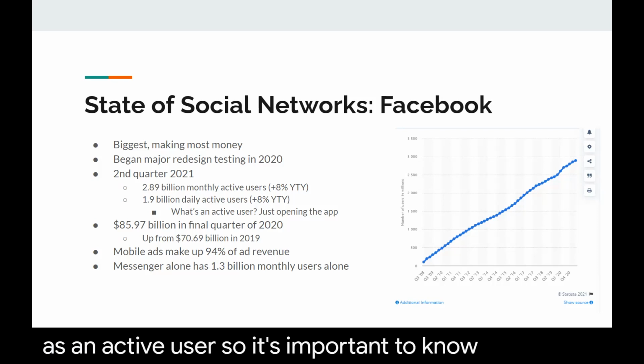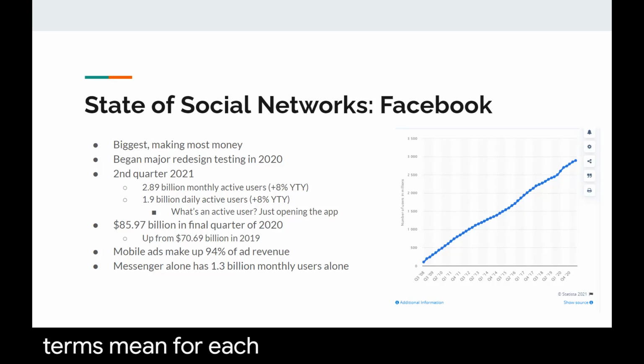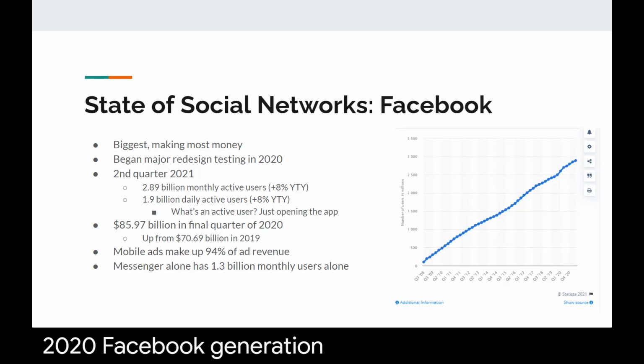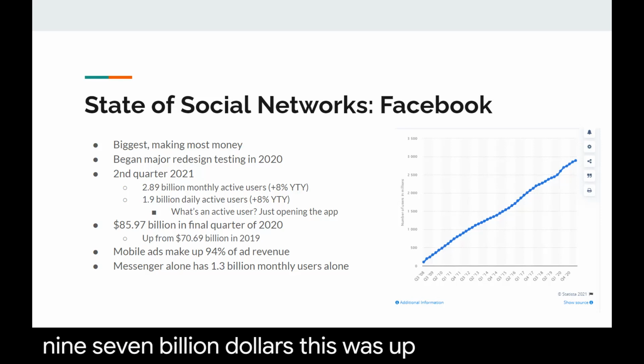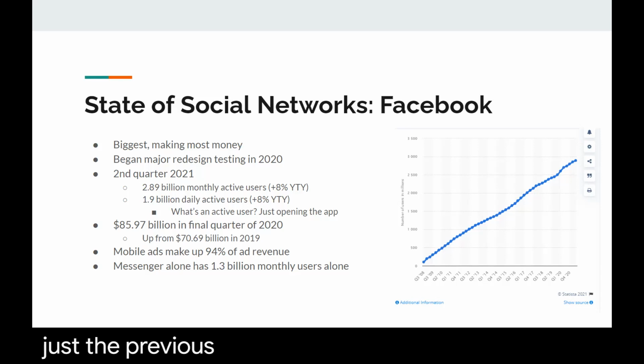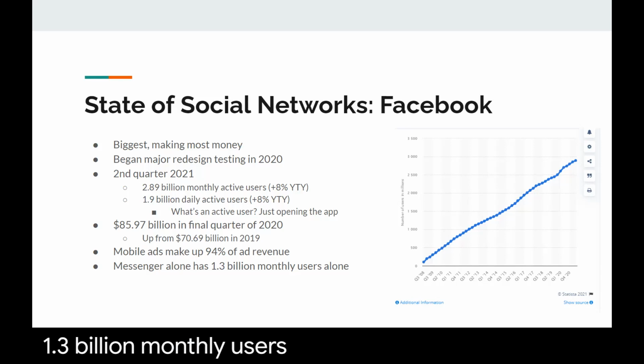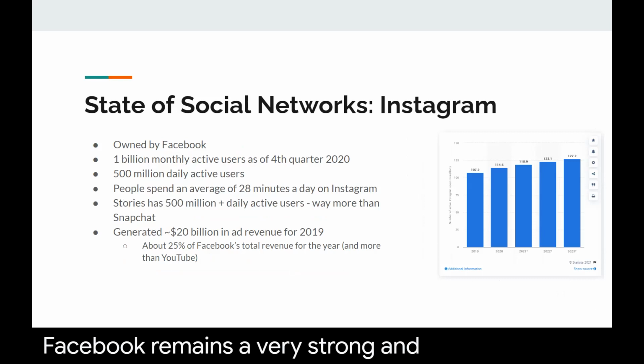So it's important to know what these terms mean for each platform as well. In terms of revenue and how much money they are making, in 2020, Facebook generated $85.97 billion. This was up from $70 billion in just the previous year. Mobile ads make up 94% of Facebook's total revenue, and Messenger alone has 1.3 billion monthly users. And so you can see that Facebook remains a very strong entity.